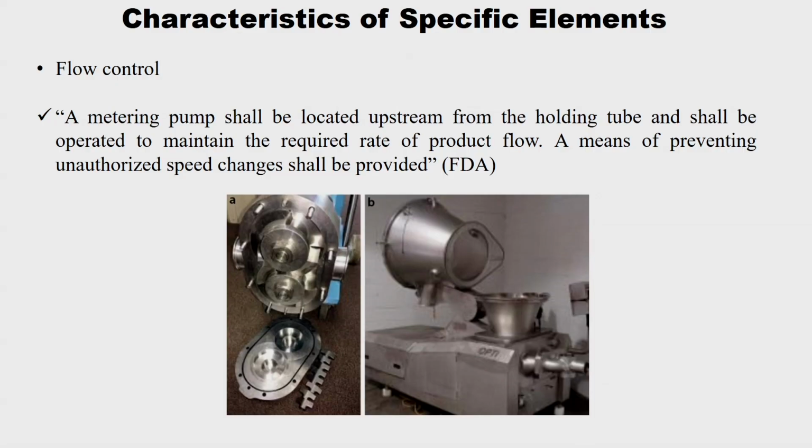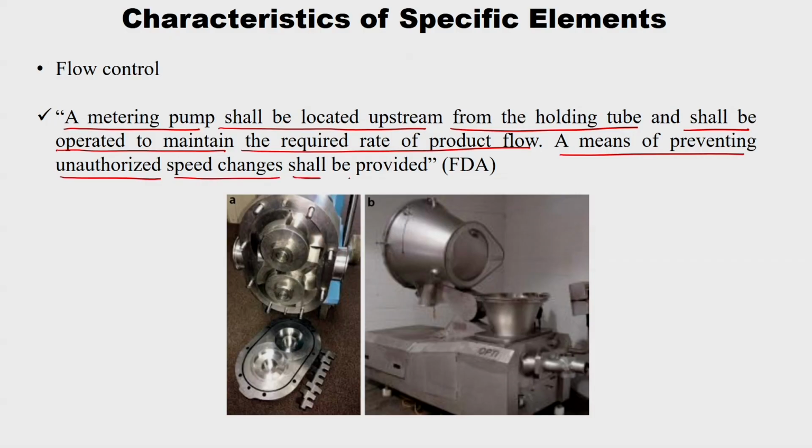The first one that comes is the flow control. According to FDA regulations, a metering pump shall be located upstream from the holding tube and shall be operated to maintain the required rate of product flow. A means of preventing unauthorized speed changes shall be provided. So this is the way FDA regulations define the metering pump. This is very important.